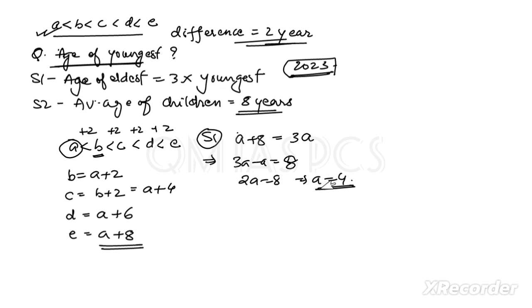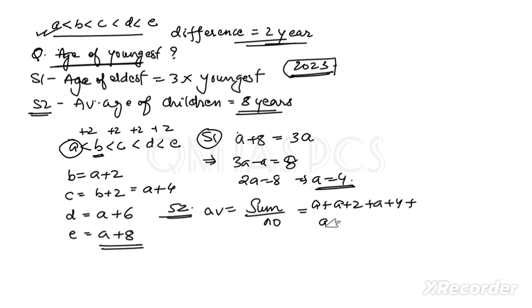Now we should see statement 2 also, because we have to check both statements. I know we got the answer, but as per the statements we have to check both. Statement 2: the average age of children is 8 years. So what will be the average? Average means, as we learned just now, sum divided by the total number. So the sum is A plus 2 plus A plus 4 plus A plus 6 plus A plus 8, divided by how many numbers are there? A, B, C, D, E. That means not 8, but 5. 5 children are there, so we divide by 5.